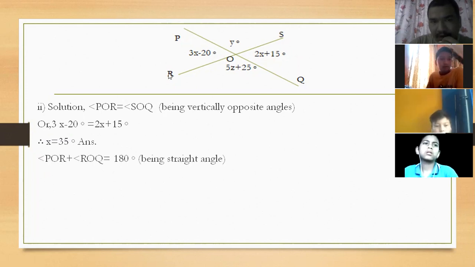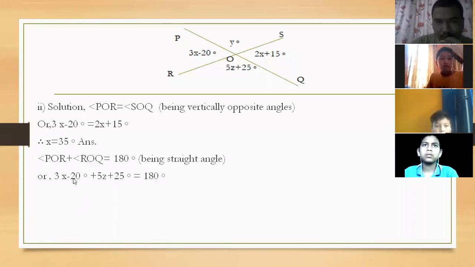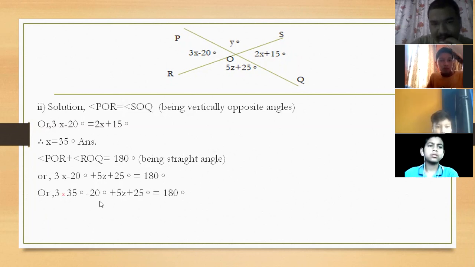POR and ROQ. These two angles are what? Adjacent, a straight angle. 180. That's why their sum will be 180 degrees. And see there, we have the value of x as 35. 3 into 35 will be here, and the 20 degrees is the same, and 5z also the same, and this 25 degrees also the same.